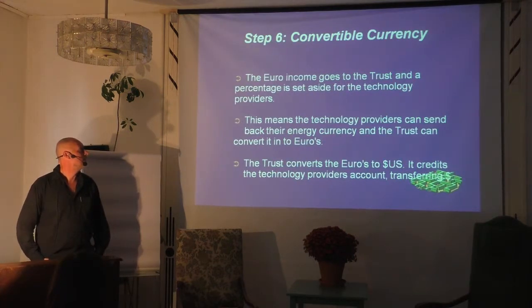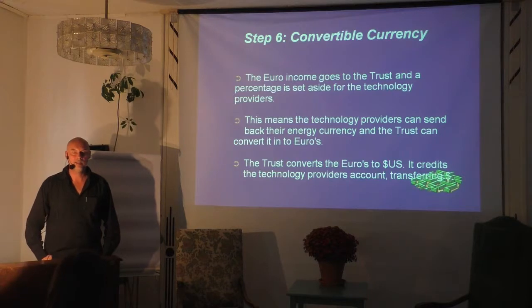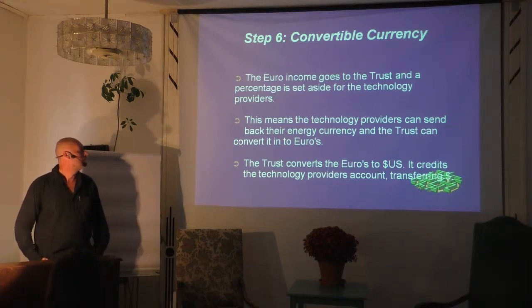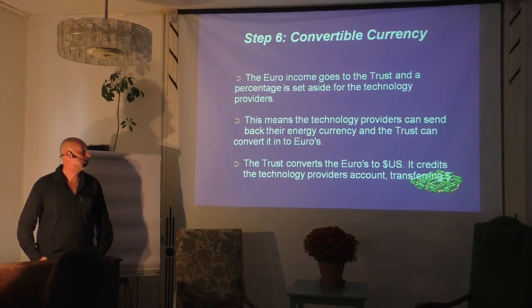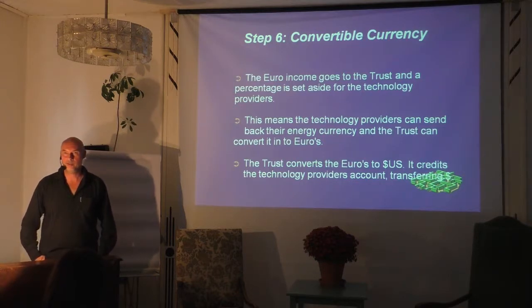So the euro income goes to the trust, or at least a percentage of it does, and a percentage is set aside for the technology providers. That's going to be in a completely separate account. And that means the technology providers, when they're ready, can send back their energy-denominated currency, and the trust can convert it to euros. The trust can now convert the euros to dollars, for example, and that means it can credit the technology provider's account, transferring the dollars to them.